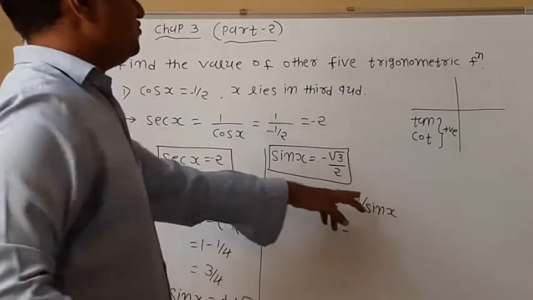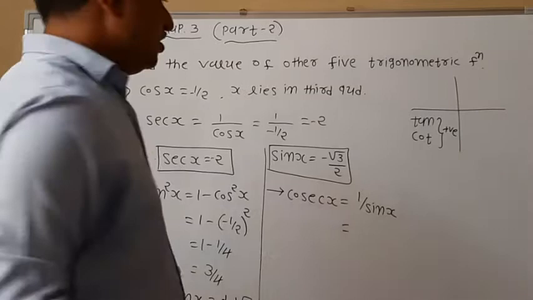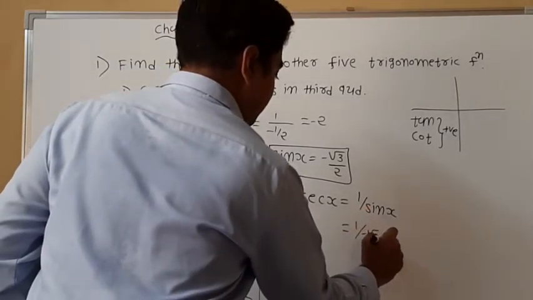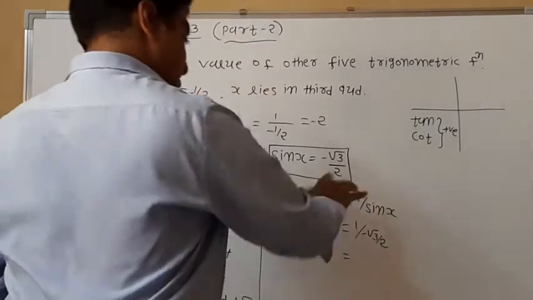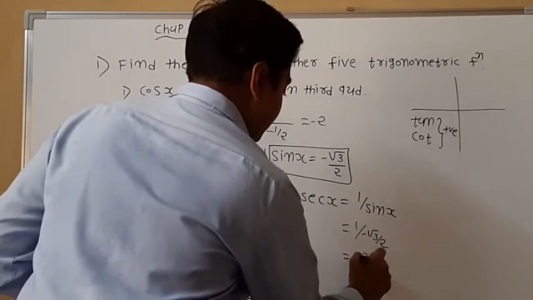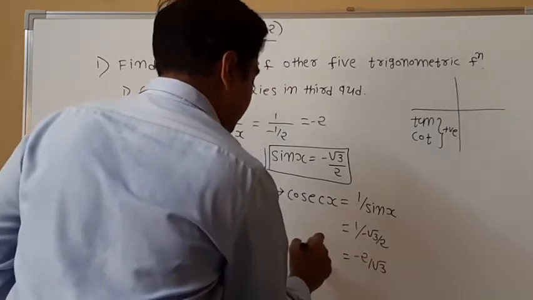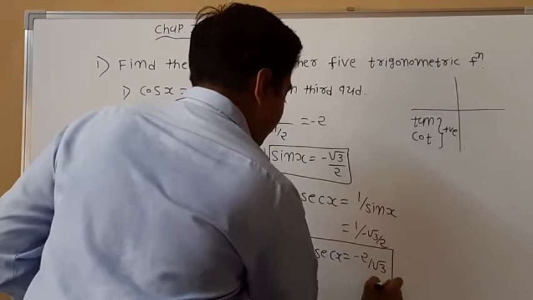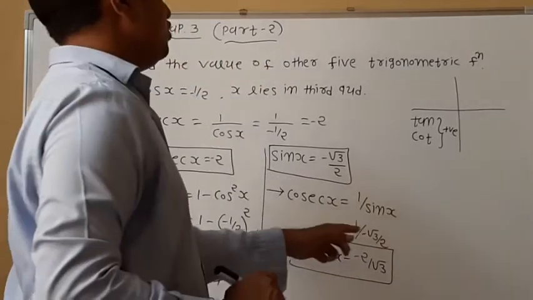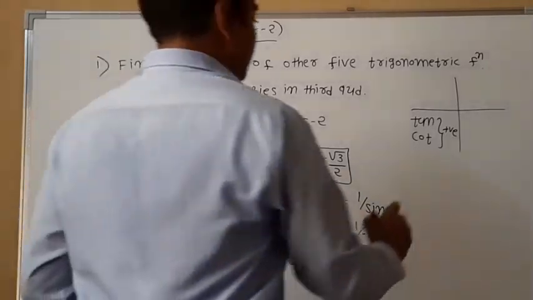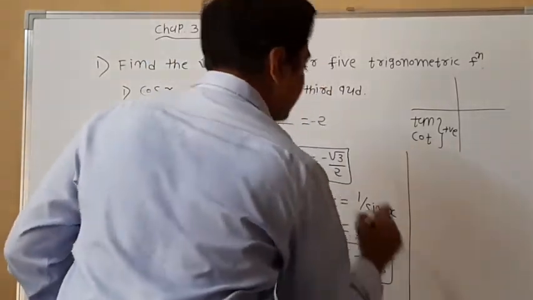Now again substitute the value here. So it is equal to 1 upon minus root 3 by 2. Now this is written in reverse order, so here we write minus 2 upon root 3. So cosec x is equal to minus 2 upon root 3. Now after this, we find the value of tan x and cot x.